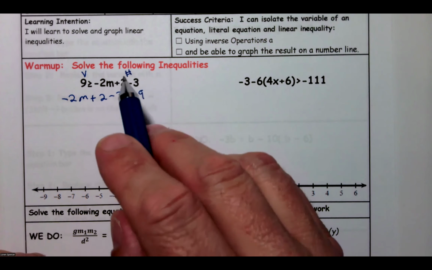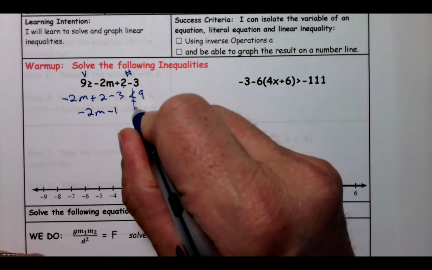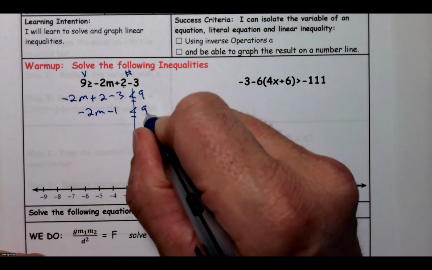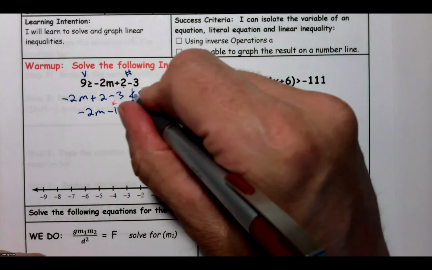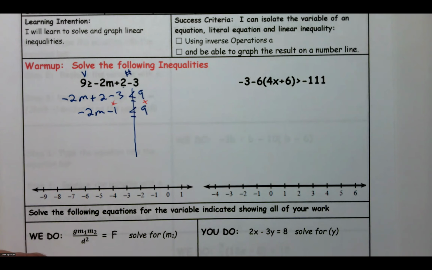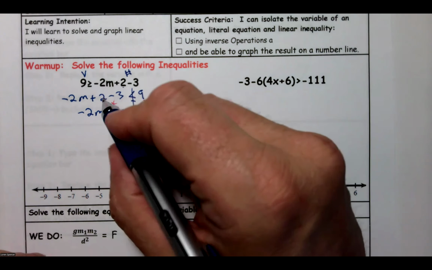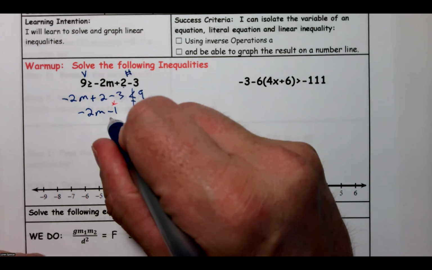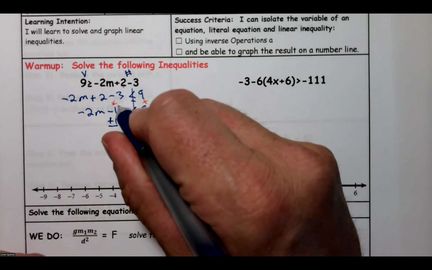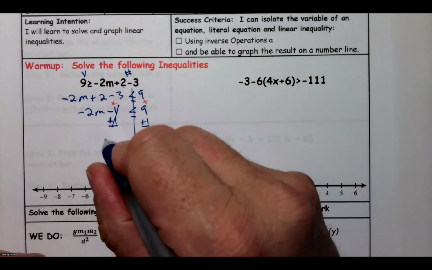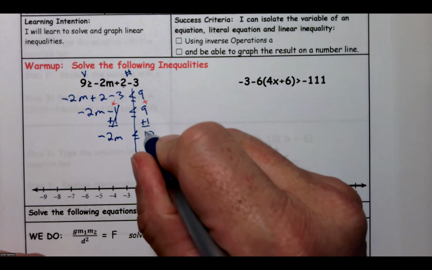Well, I can combine this, and I have negative 2m minus 1 less than or equal to 9. Well, I have a constant. Actually, I have two constants. I have a negative 1 and a positive 9. Well, the goal is to isolate this variable just like it is with solving any equation. And so I need to move this negative 1, and I'm going to do that by adding positive 1, because that will cancel this out and turn it into a 0. Now I have negative 2m less than or equal to 10.